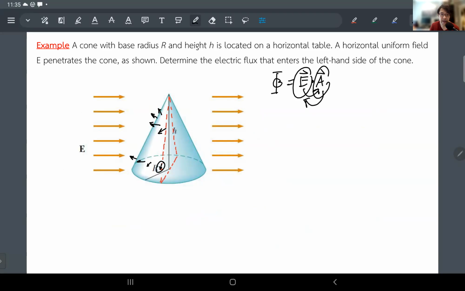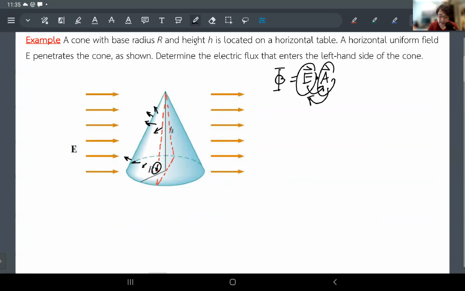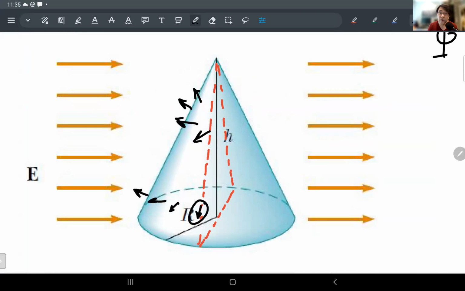Now, the electric field is pointing in the same uniform direction, left to right. No matter how crazy this line is, I don't care. I only want the components of the area vector that are parallel to this E. Speaking in terms of the real surface area, I only want the components of the real surface area that are perpendicular to the E. You guys with me? Okay. So my question is, what portion of this left side of the cone is perpendicular to the E? What do you think?